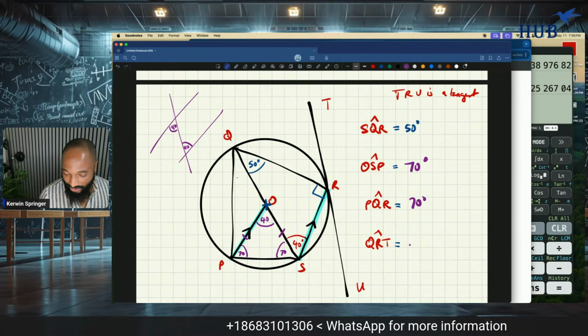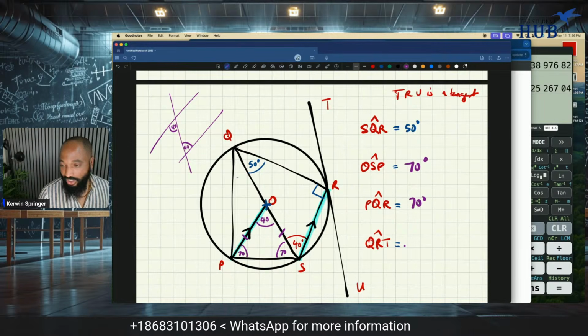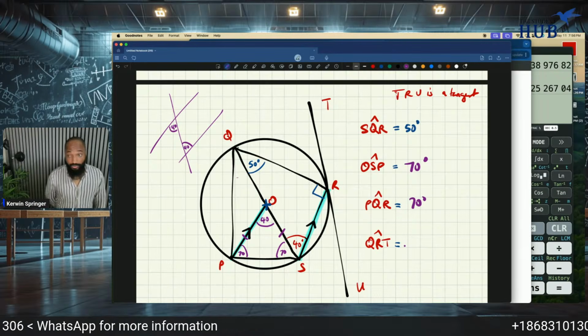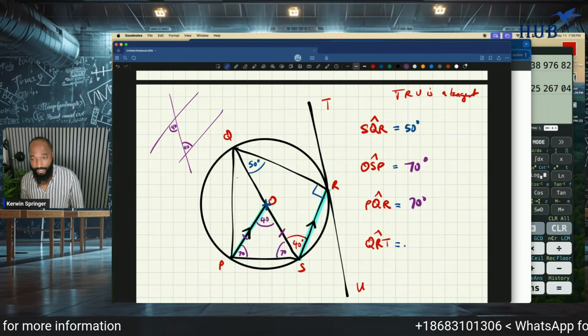And last but not least, this one is easy. QRT. QRT is what?